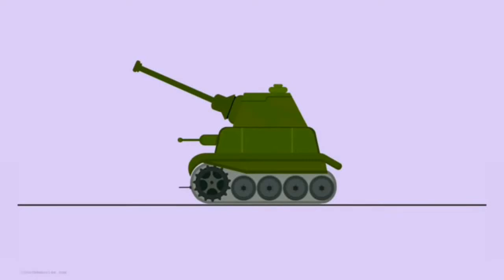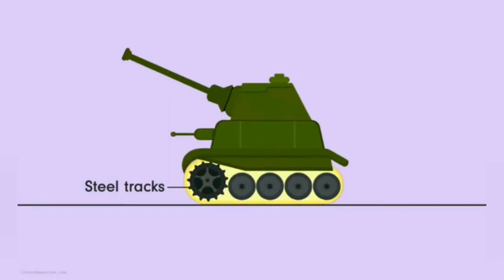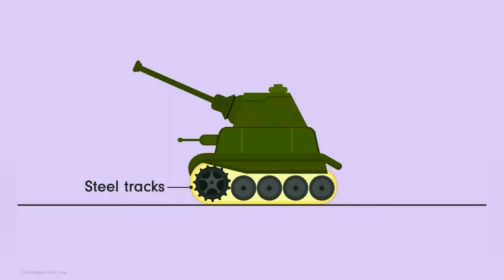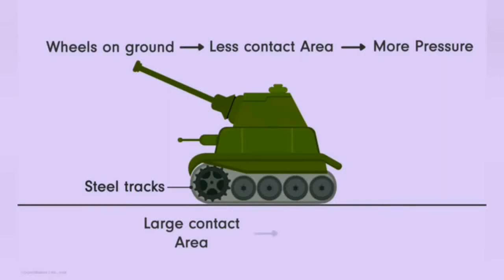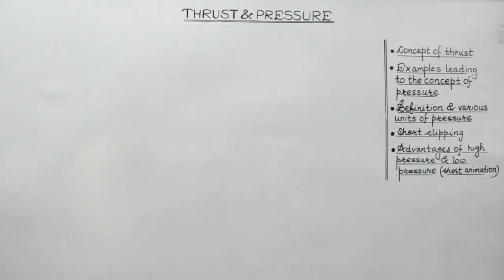Have you ever wondered why the wheels of this army tank run on the steel track rather than on the ground? It is because steel tracks have a large area of contact with the ground. As a result of this large area of contact, the weight of the tank gets distributed over a larger area and thus lesser pressure is exerted on the ground.